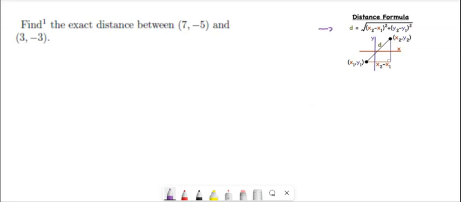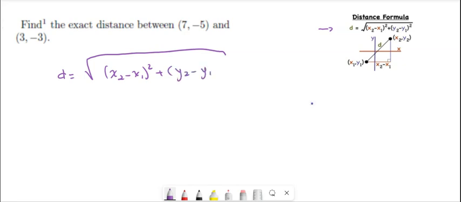According to the distance formula, the distance is equal to the square root of x2 minus x1 squared plus y2 minus y1 squared. It's a question of determining which one is x1, y1 and which is x2, y2. You can start with the 2's first, so x2, y2 here, and then this one is x1, y1. The x and the y need to have the same indices for the same points, so x1 goes with y1 and x2 goes with y2.